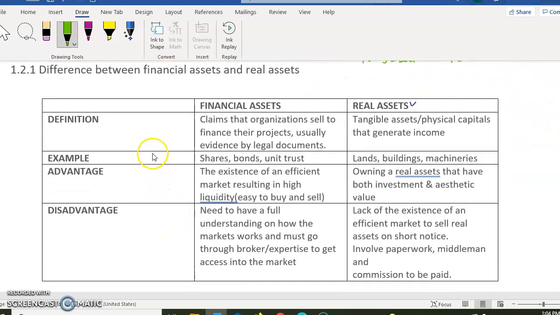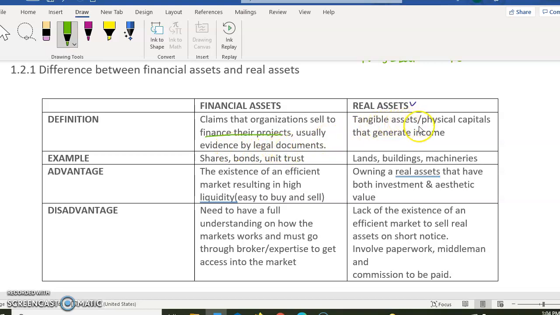So in terms of definition, okay, the differences between financial asset and real asset, okay. Financial asset tends to be a kind of asset that the companies issue to finance their project, okay, yang dijual oleh dikeluarkan oleh company untuk finance dia punya project, okay, usually evidenced by legal documents.